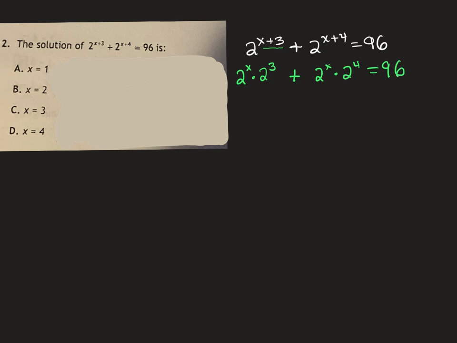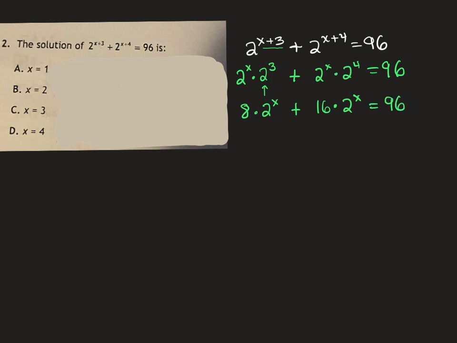Now, 2 cubed, we know that's equal to 8, so I'm going to write that as 8 and I'll put it in front, sort of like a coefficient. So now we have 8 times 2 to the exponent of x plus, and then we'll do the same thing with the second term. 2 to the 4 is 16, I'll put it in front as a coefficient, and then 2 to the x equals 96.